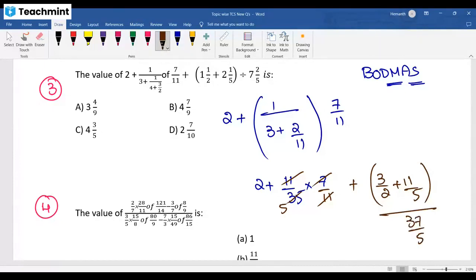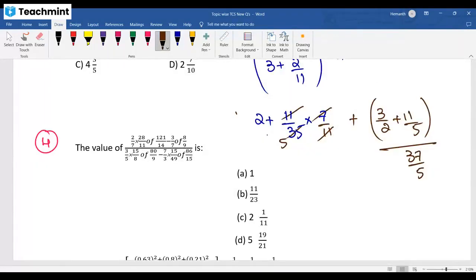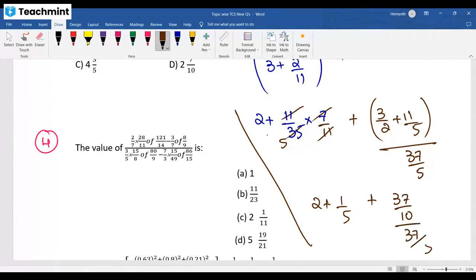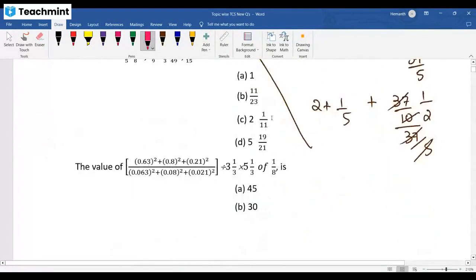Okay, here we got 2 plus 1 by 5 already. This is 15 plus 22, 37 by 10. This is 37 by 5. So 37, 37 cancel. This is 5 ones, 5 twos, 1 by 2. So 2 plus 1 by 5 plus 1 by 2. 1 by 5 plus 1 by 2 will be 7 by 10.